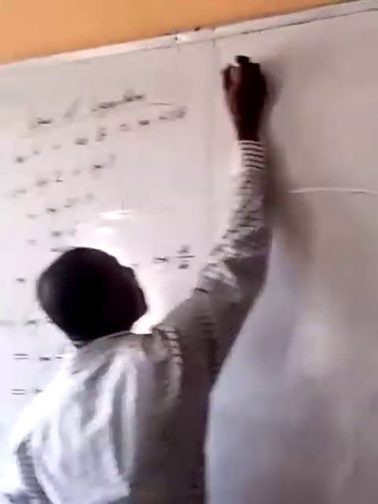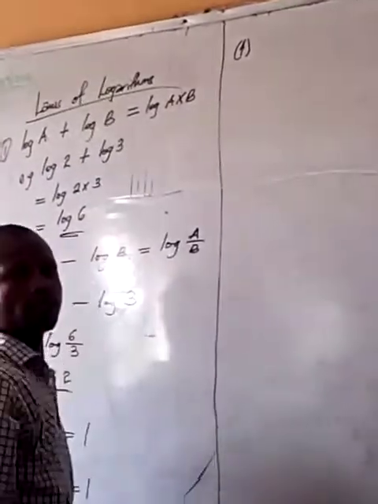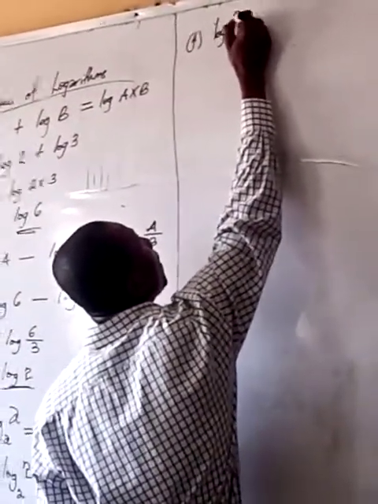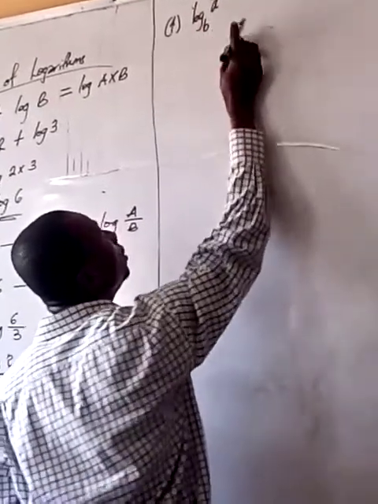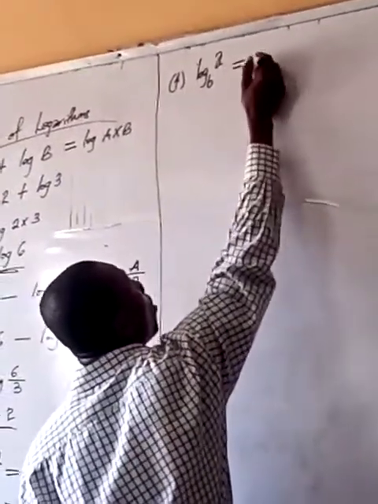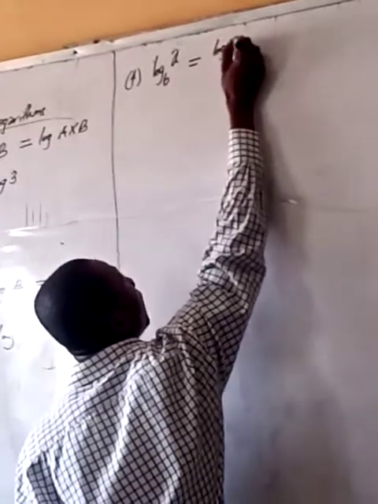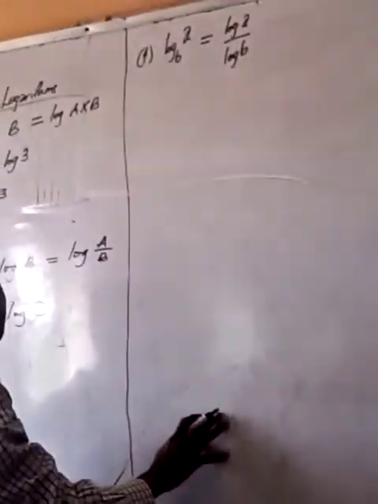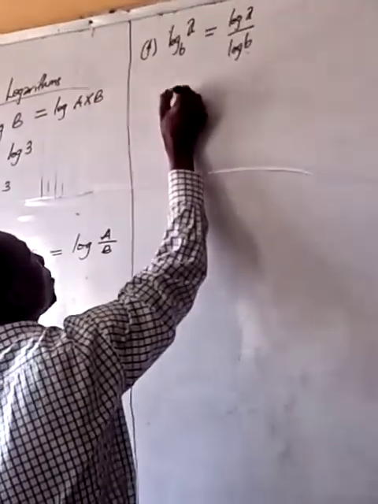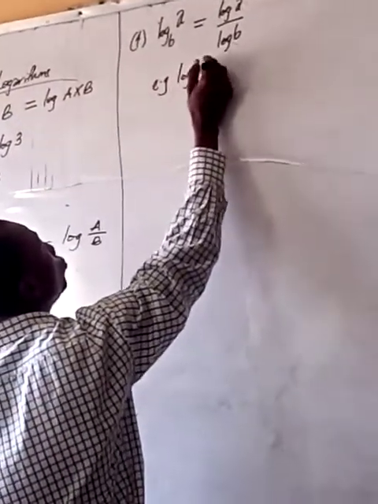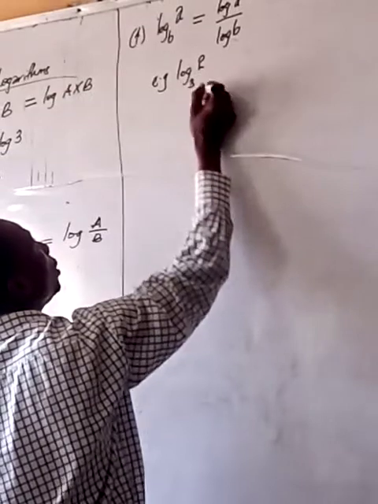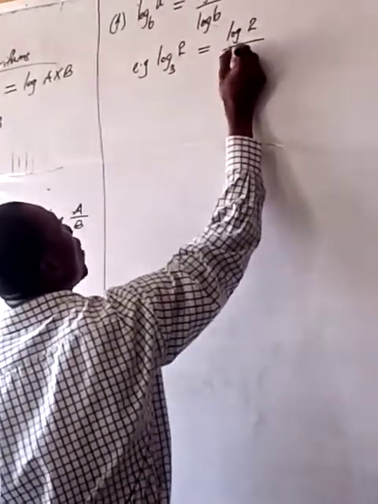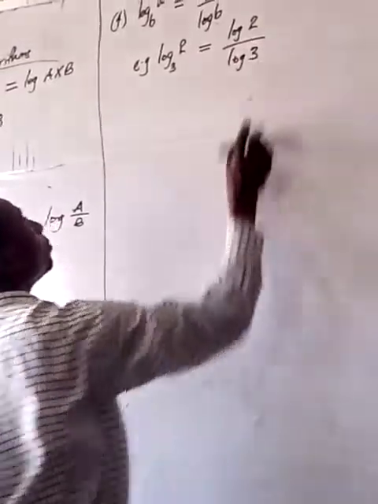Number 4 says, if I have log A base B, I can change it to become log A over log B. That is, for example, if I have log 2 base 3, it can become log 2 over log 3.